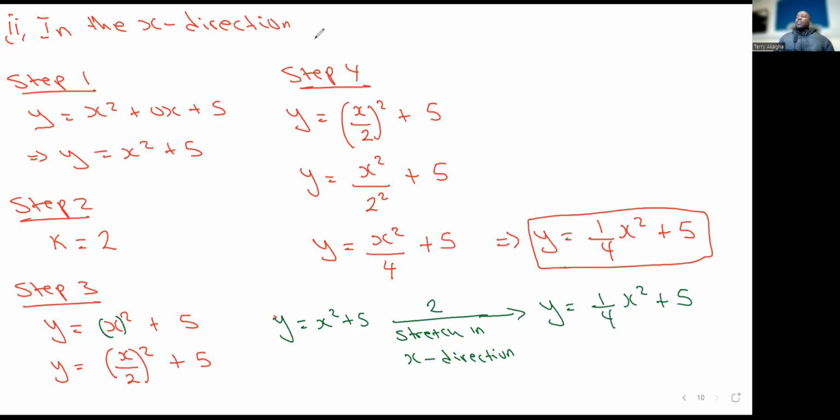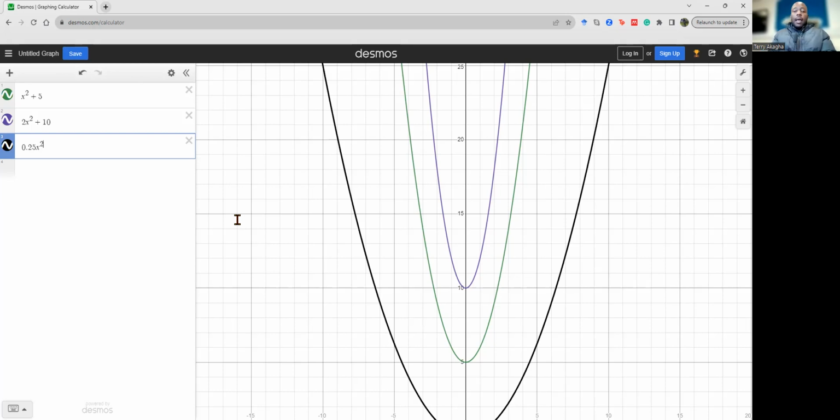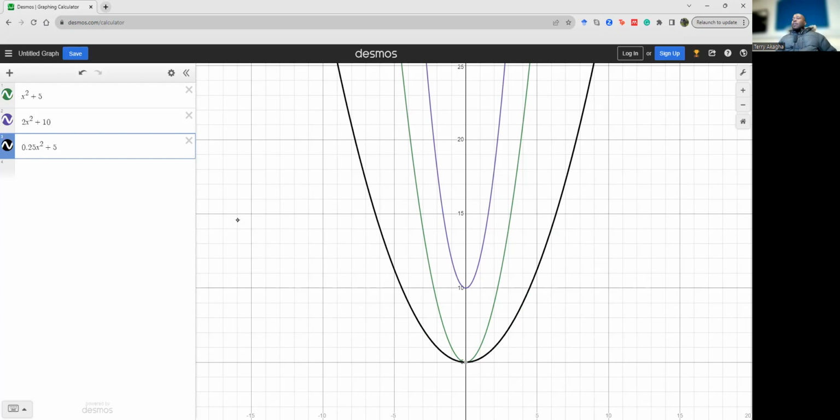All right, let's go and check it out and see if we have the same thing. Okay, so this is the green one, right? All right, let's just put the answer for the second one. So we have 1 over 4, which is the same thing as 0.25. Okay, 0.25 x raised to the power 2 plus 5. Are you seeing it now?